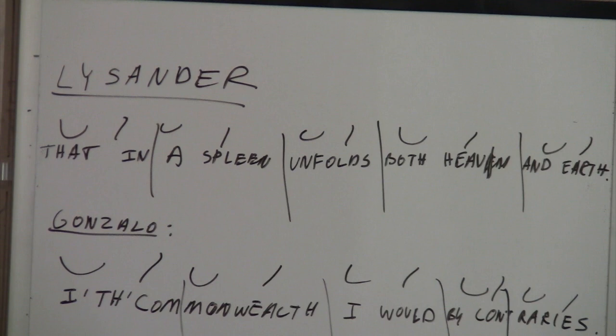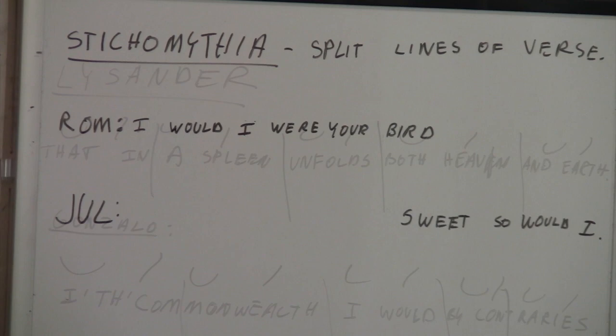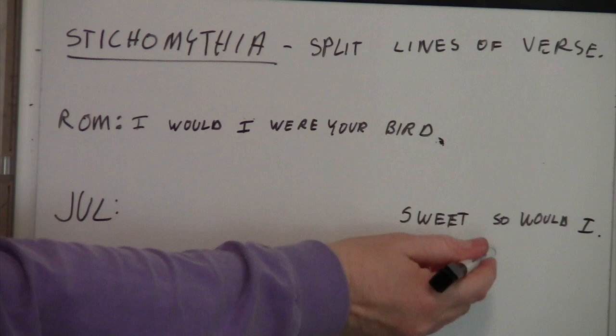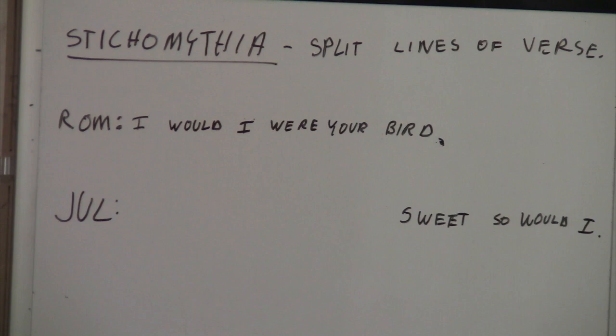Okay, good. Now we're going to talk about stichomythia. Stichomythia is when you have one verse line, but two or more characters share that same verse line. And usually you know it's stichomythia when the next person's verse line begins all the way over here. That's the editor telling you that these two characters share the same verse line. So here we go. You treat it as one verse line.